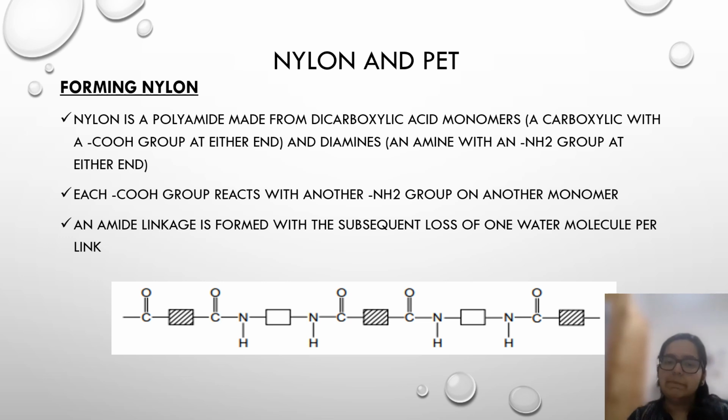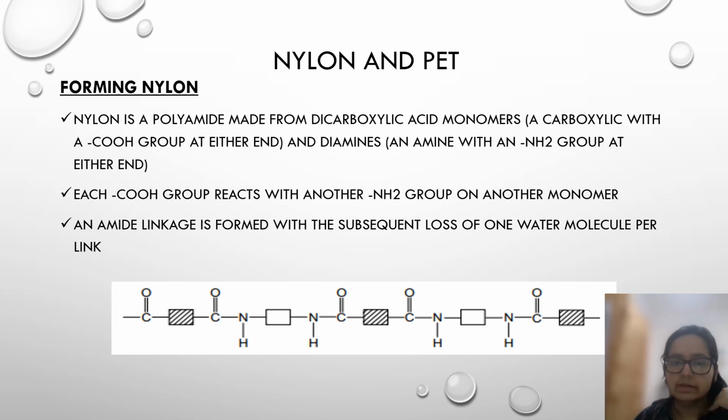So nylon is a polyamide which is made from dicarboxylic acid and diamines, and then each COOH group reacts with another NH2 group on another monomer. An amide linkage is formed with the subsequent loss of one water molecule per link. So as we can see, this is your NH2 group and this is the COOH group. The OH from the COOH and H from the NH2 are removed, which basically forms your H2O molecule, and we have an amide linkage forming here.